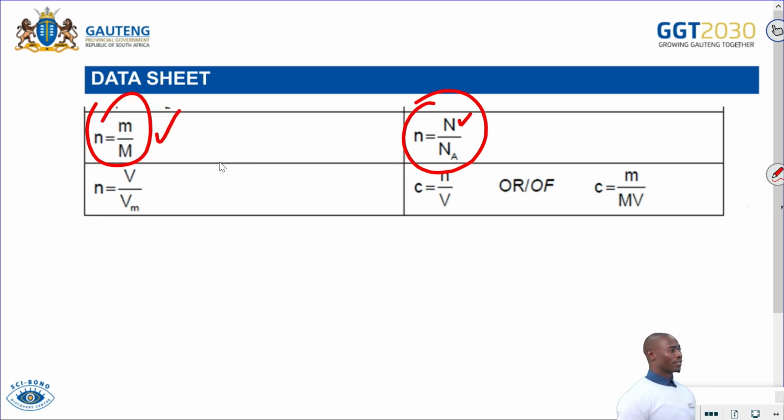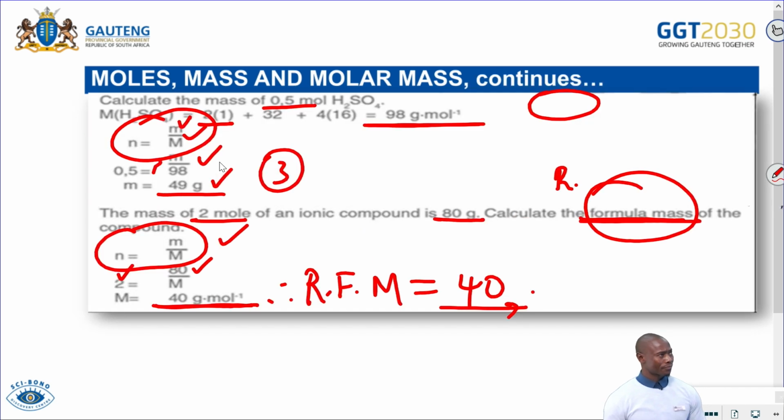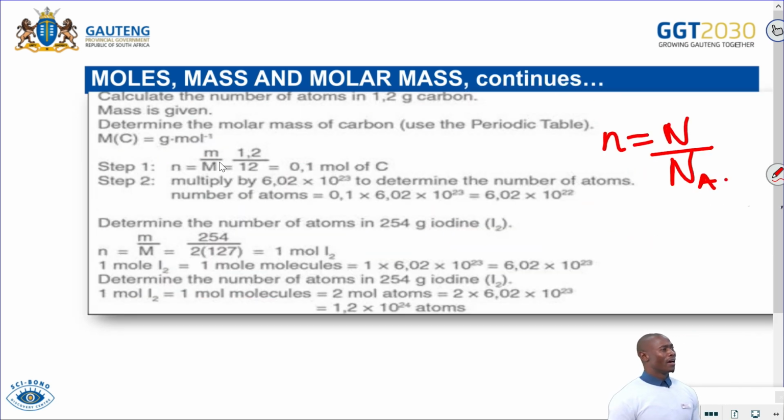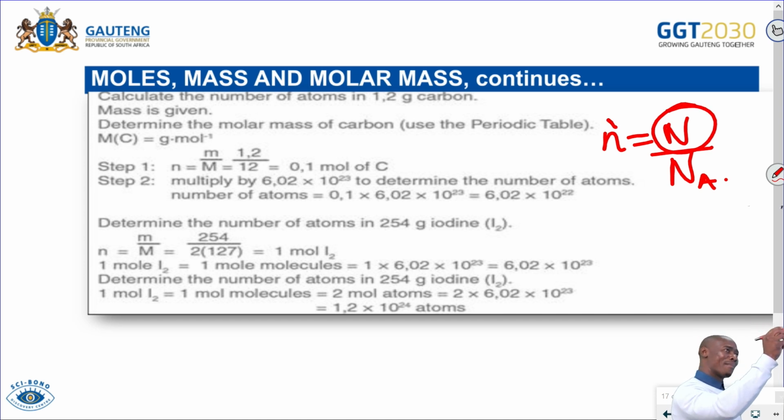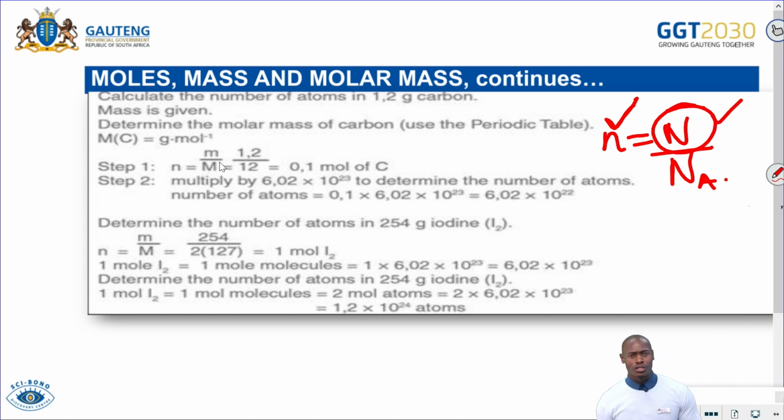Right. So in this equation, what we can calculate is the number of particles given the number of moles of those particles. We can also calculate the number of moles given the number of particles: number of atoms, number of molecules, number of ions, and number of formula units. So we can calculate the number of moles given that.